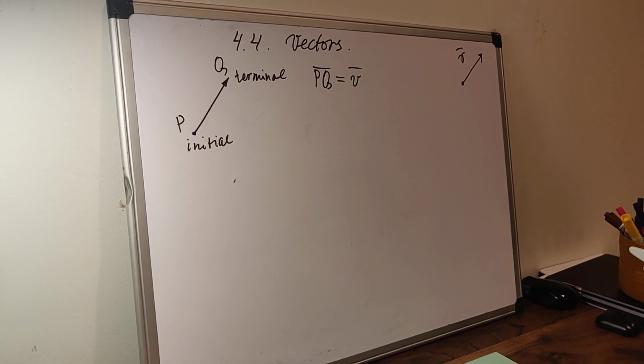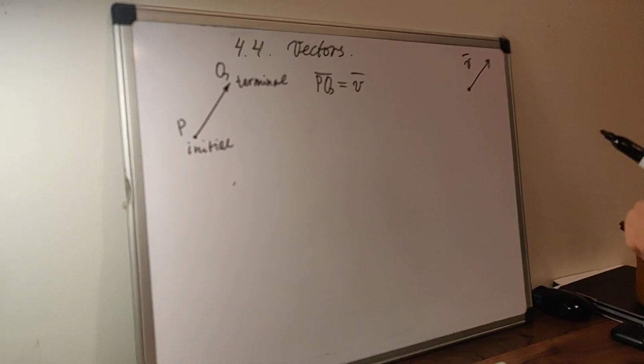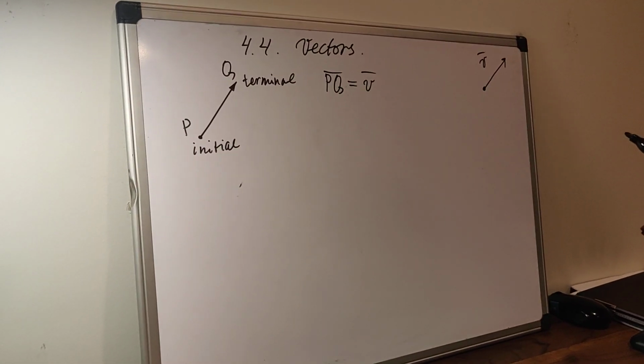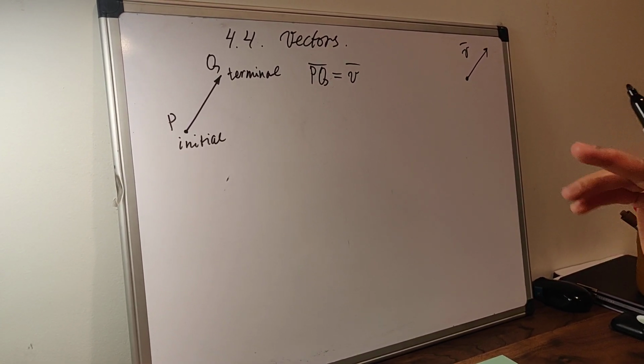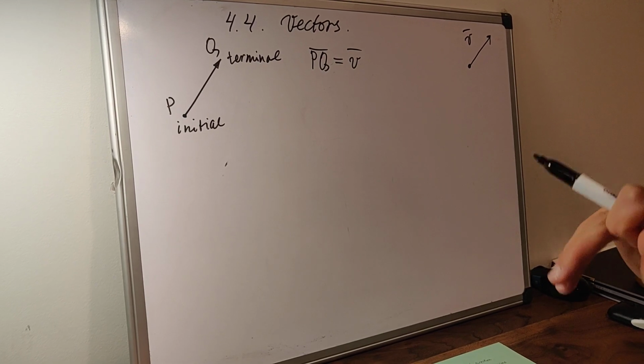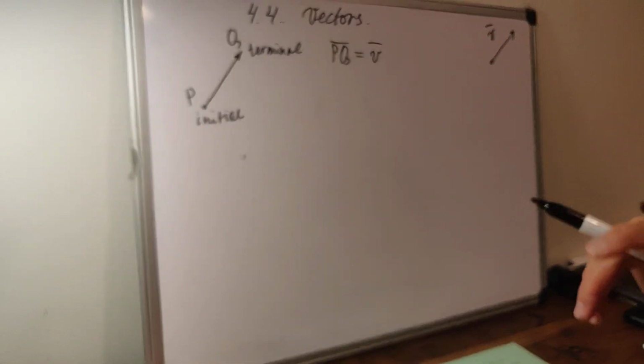Okay, so what operations are we going to perform on vectors? Actually, all the operations we do on numbers, but because vectors have two quantities, direction and magnitude, there are going to be slightly more operations. We are going to start with vector addition.